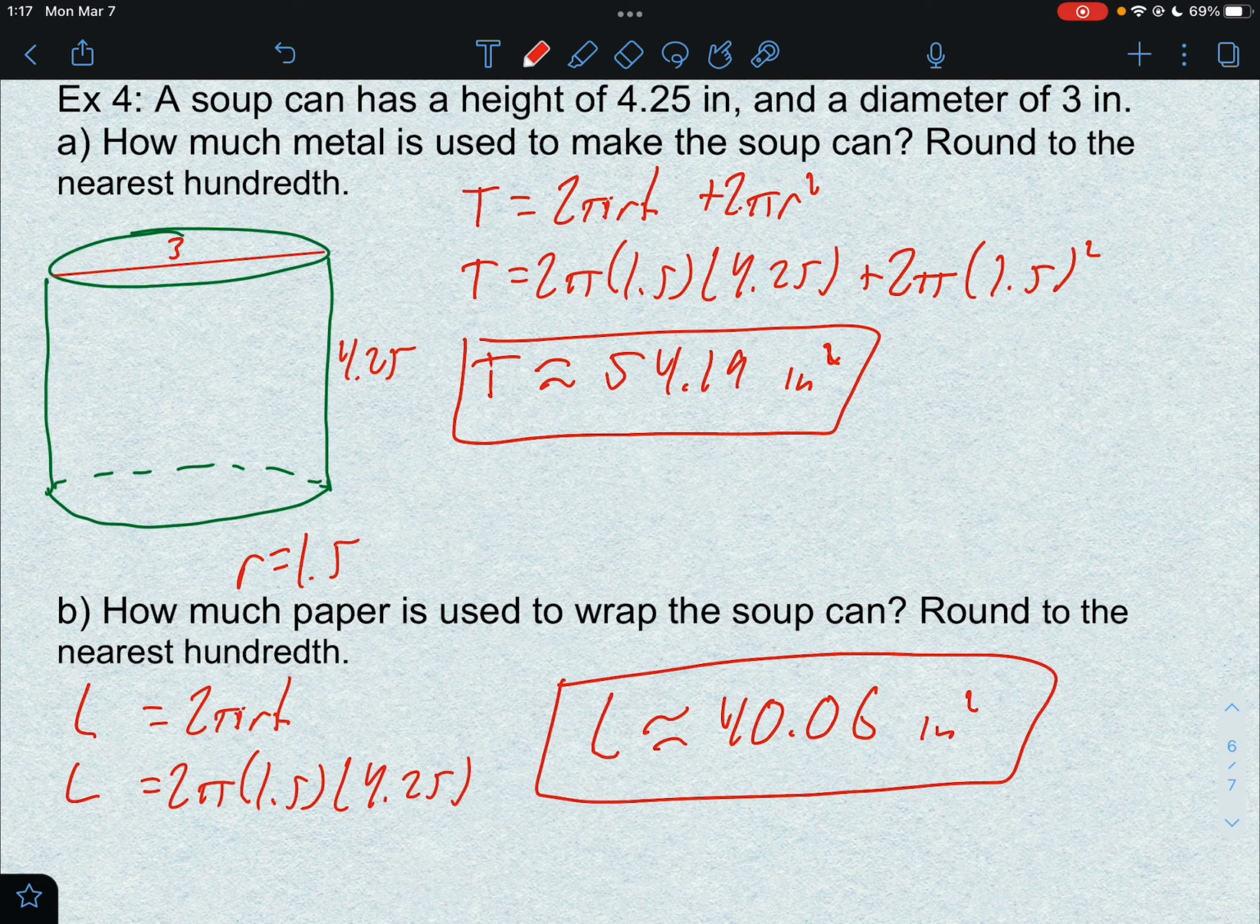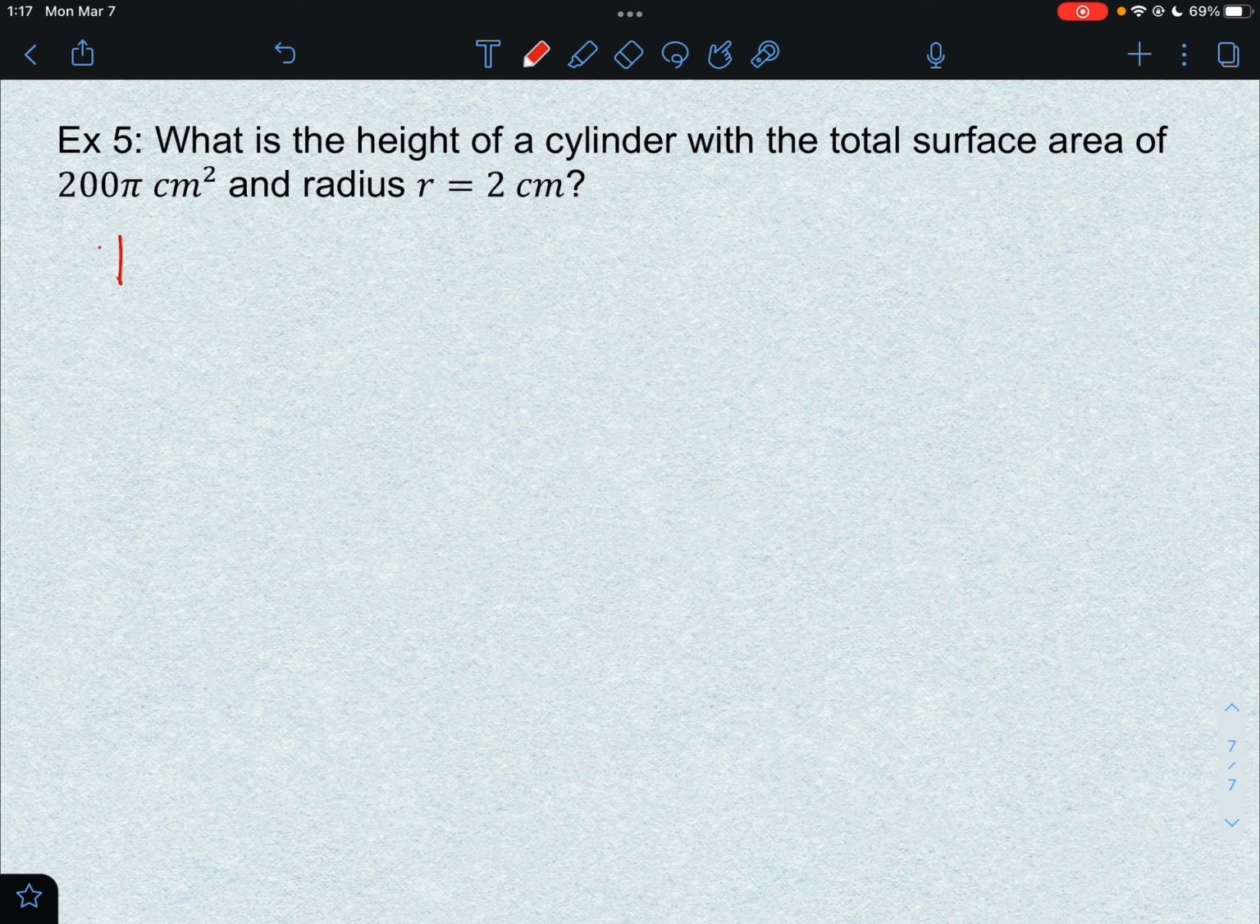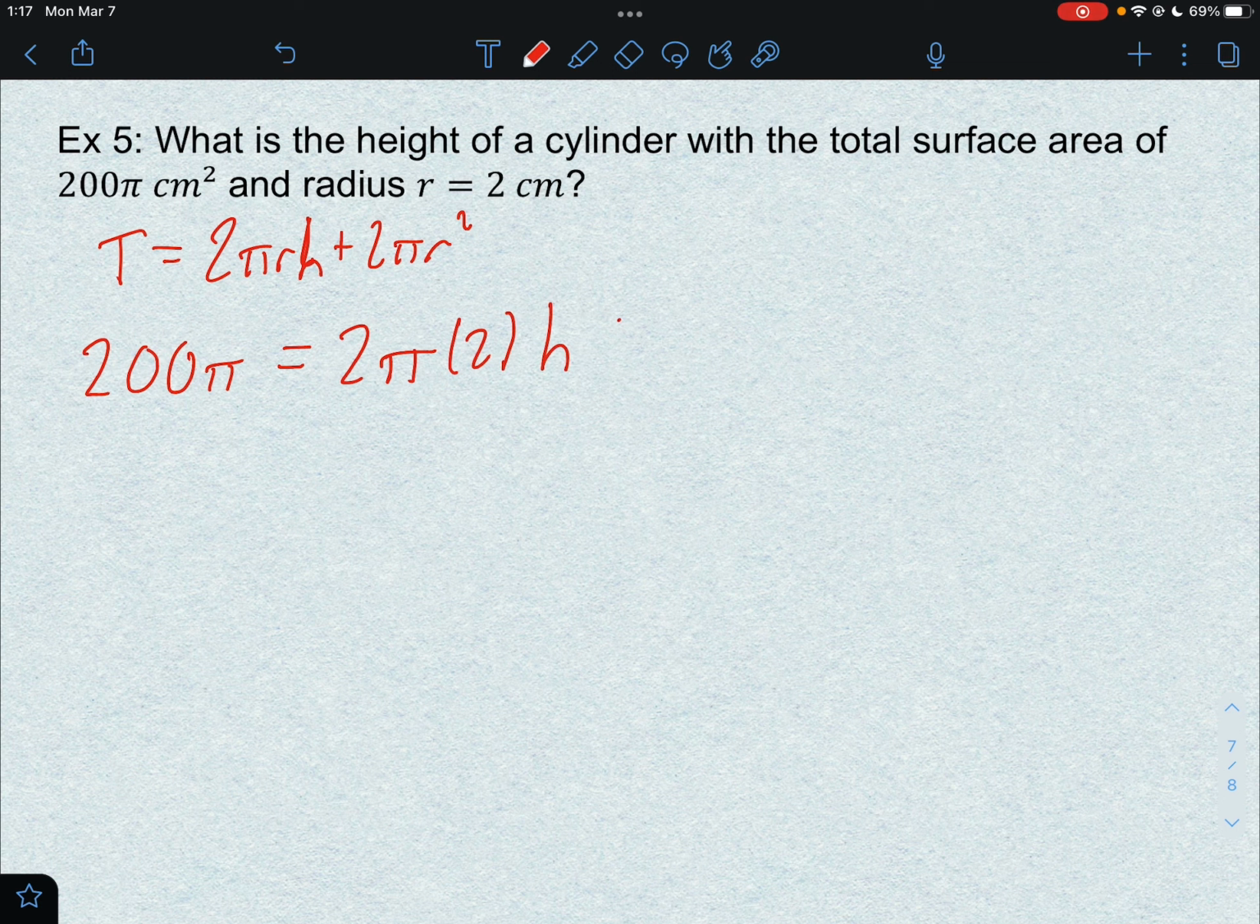Last one, what is the height of the cylinder with total surface area of 200 pi and radius 2? So let's start with our total formula because we're talking about total surface area here. 2 pi r h plus 2 pi r squared. And we know everything. We know that T is 200 pi. We know r is 2. We don't know h.